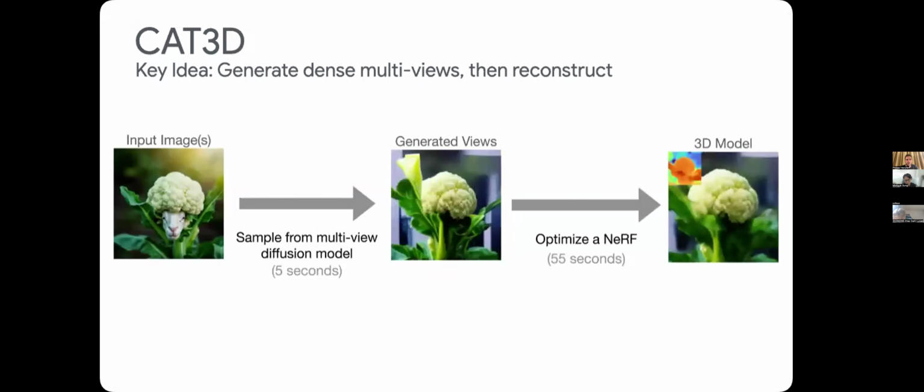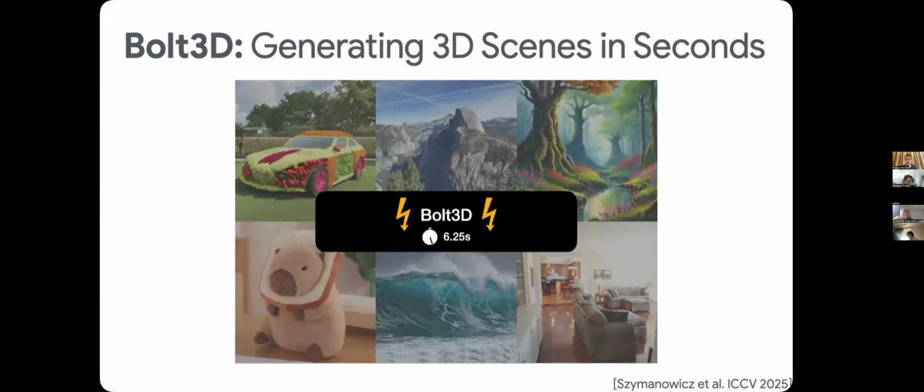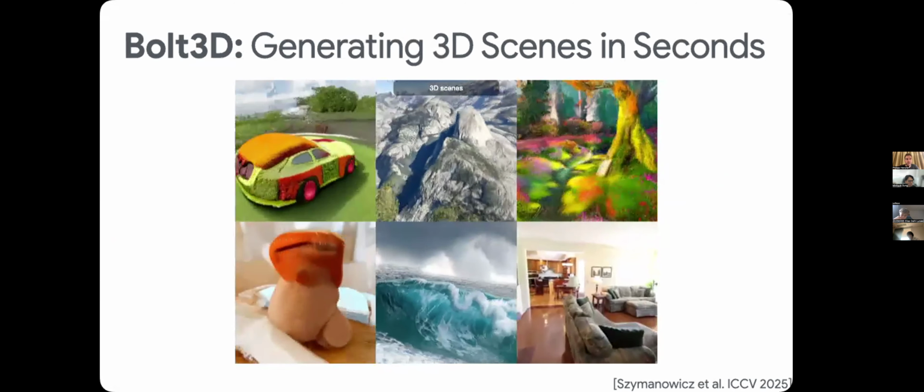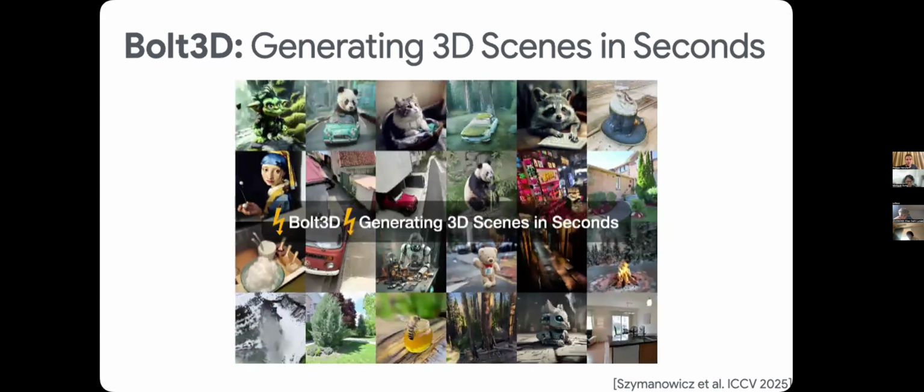So if we go back to our overview, we see that we can use 3D methods like NeRF to combine generative 2D models to generate 3D models that are fast and cheap to render. However, having an optimization step in this loop is still a bottleneck for the inference speed, and we asked ourselves, well, can we replace this optimization step with a feed-forward model? And the answer to that question is given in another work, which is called Bolt3D. Bolt3D lets you generate 3D scenes in less than 7 seconds on a single GPU. So let's have a look how we achieve this.